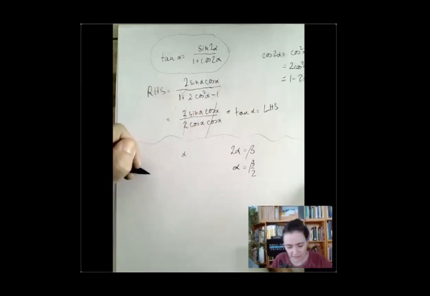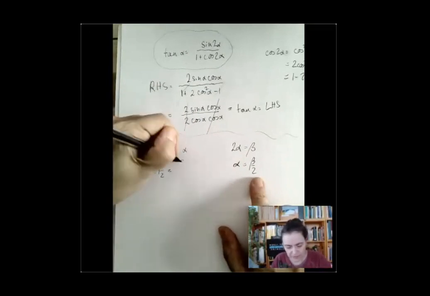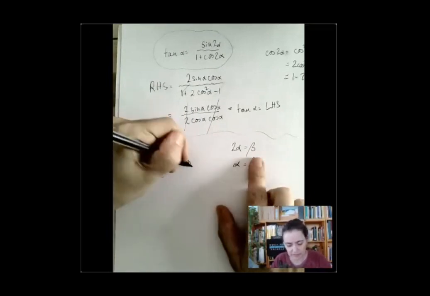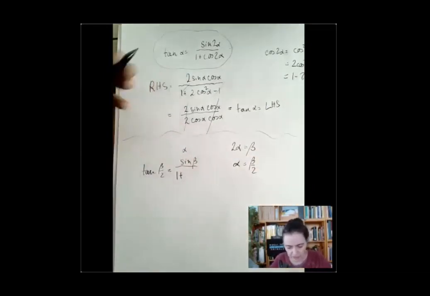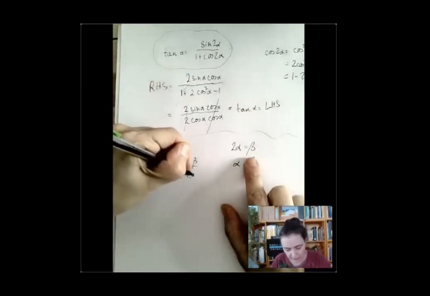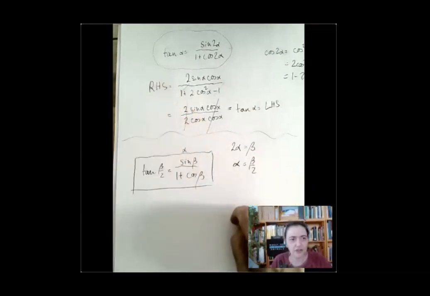So we get tangent of alpha, but alpha is beta over 2, equals sine of 2 alpha, but 2 alpha is beta, divided by 1 plus cosine 2 alpha, but 2 alpha is beta. That is the half angle formula for tangent. It's just in this form, it looks much more intimidating, but it's the same thing as this. We just sort of change the emphasis with the notation.